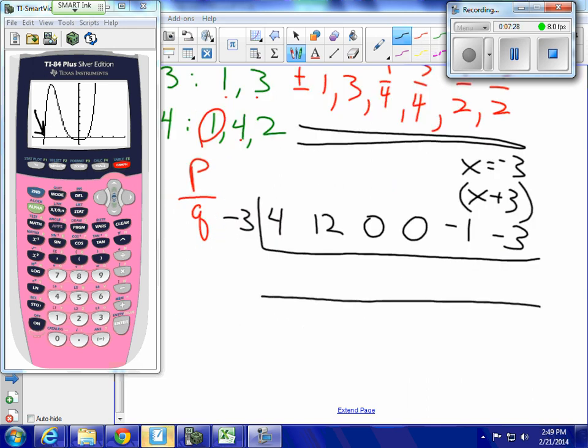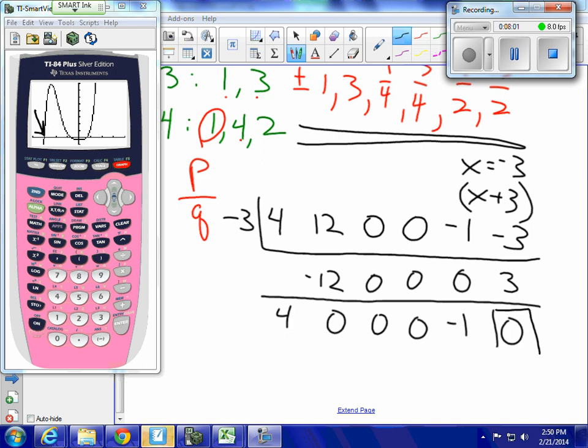I'm going to pull down a 4. I get -3 times 4, -12. I add 12 and -12, I get 0. -3 times 0 is 0. 0 plus 0 is 0. -3 times 0 is 0. 0 plus 0 is 0. -3 times 0 is 0. -1 plus 0 is -1. -3 times -1 is +3. And -3 plus 3 is 0. So my remainder is 0. And in fact, I have now proven that x plus 3 is a factor of this polynomial.